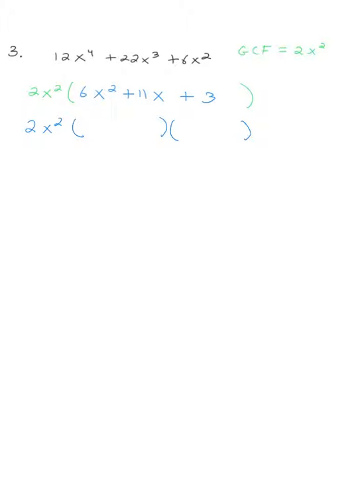To figure this out, let's work separately. I'm going to copy down 6x squared plus 11x plus 3 and try to figure out, does this factor? It's kind of hard to guess, but I'm going to use a trick that we came up with in class. I take the first and the last number, which is 6 and 3, and I multiply them to give me 18. Then I look for two factors of 18 that would add to 11. It might take a little bit of work.